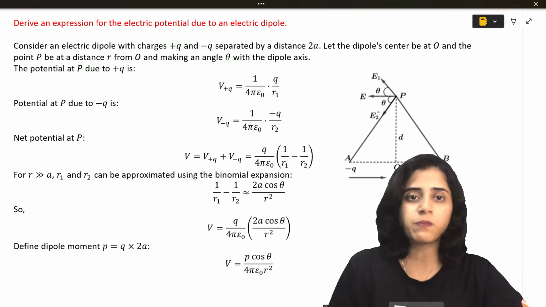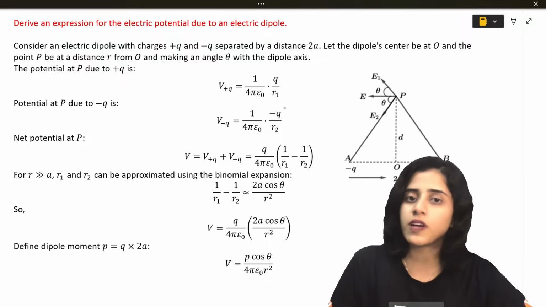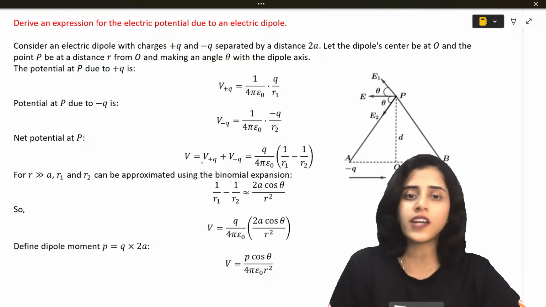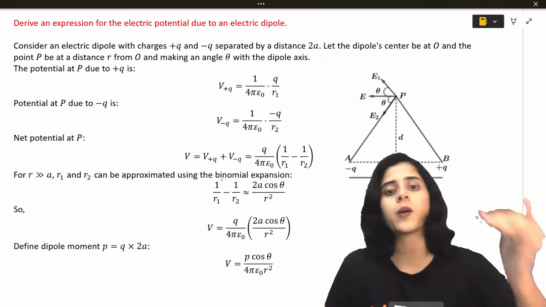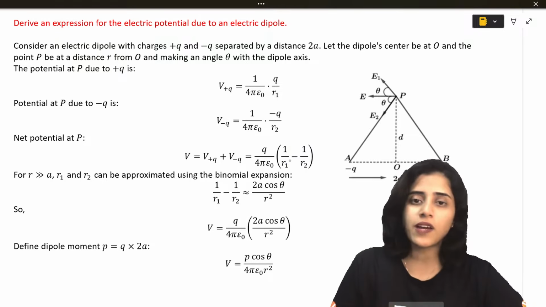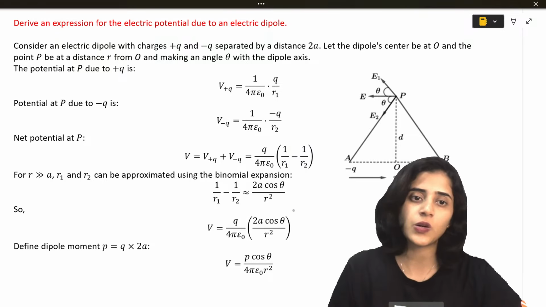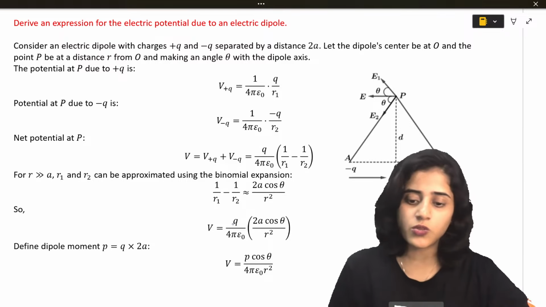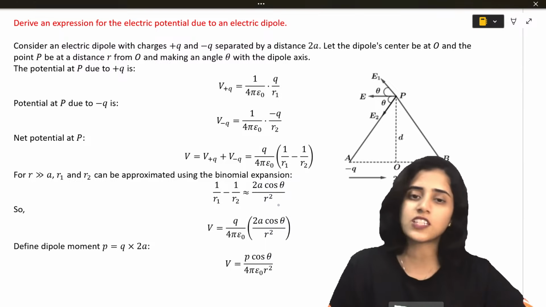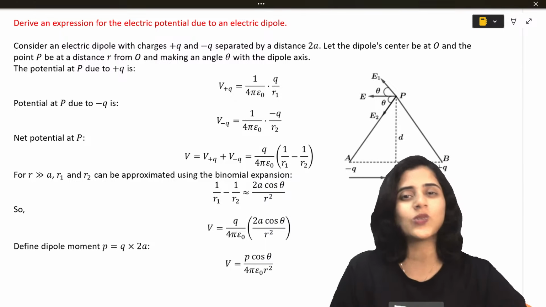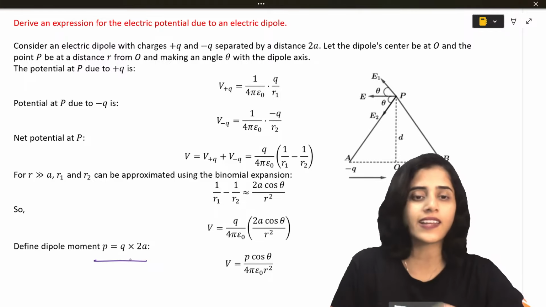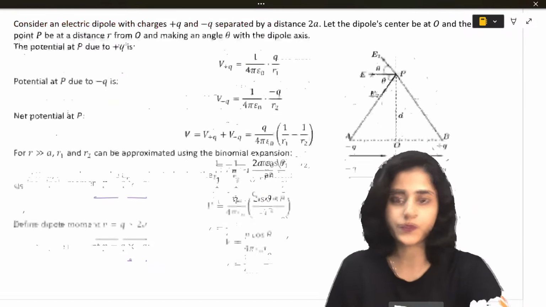So the potential at point P because of plus q will be what? 1 by 4 pi epsilon 0 q by r1. Because of minus q will be 1 by 4 pi epsilon 0 minus q by r2. Now total potential will be plus q plus minus q, which is q by 4 pi epsilon 0 into 1 by r1 minus 1 by r2. Now by using binomial expansion, 1 by r1 minus 1 by r2 is approximately equal to 2a cos theta by r square. So V will be equal to q by 4 pi epsilon 0 into 2a cos theta by r square, and p you can take as q cross 2a.